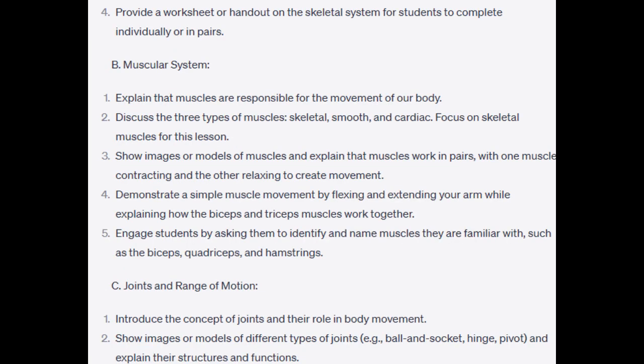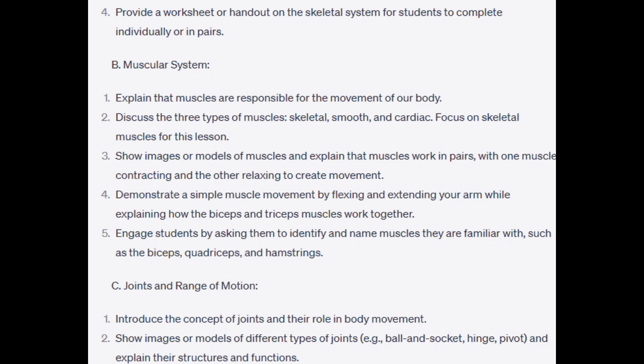Provide a worksheet or handout on the skeletal system for students to complete individually or in pairs. B. Muscular system. Explain that muscles are responsible for the movement of our body. Discuss the three types of muscles: skeletal, smooth, and cardiac. Focus on skeletal muscles for this lesson.